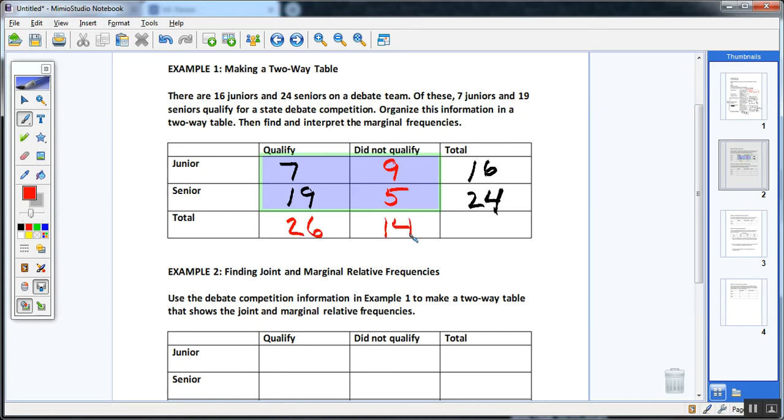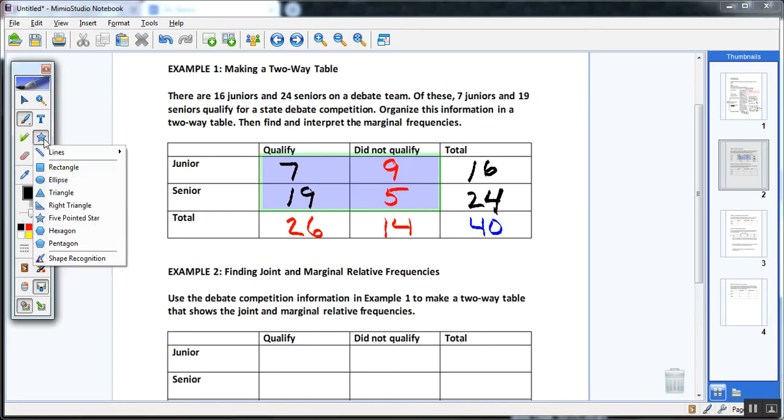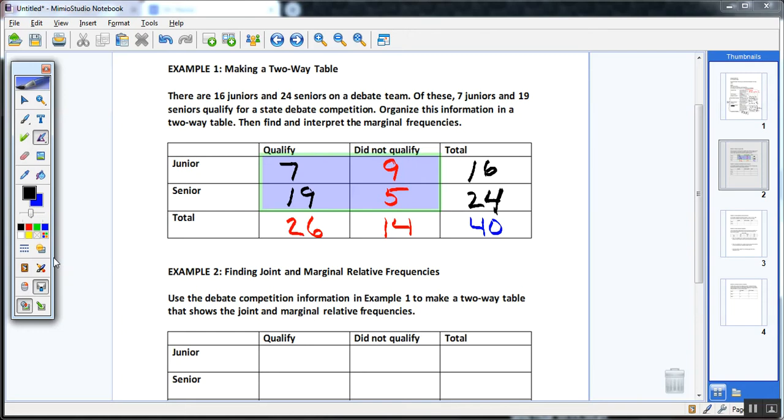Okay, and I'm going to put this 40 in a different color here. This 40 is like my overall total. So how many kids are we talking about totally? 40. Okay, this number right down here, kids, that's my overall total. Okay? That's not a marginal total. This is an overall total.